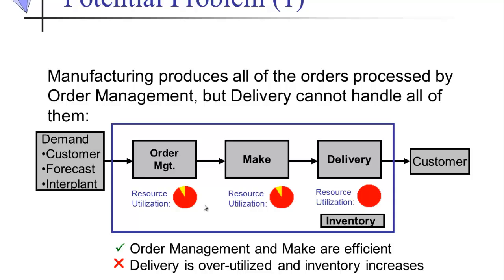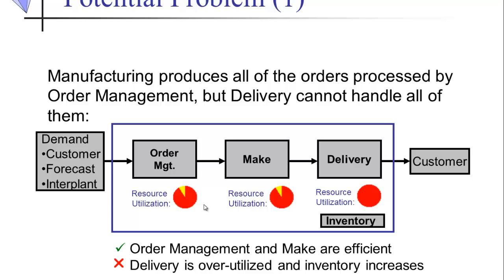Well, why did inventory increase? Because manufacturing kept making at the rate that orders were coming in from the customer, and the delivery system could not ship them fast enough to the customer to meet the delivery expectations. So what happens is we build a queue or inventory. We also have inefficiency in our delivery process, and sometimes that can be compensated, at least in the very short term, with overtime.